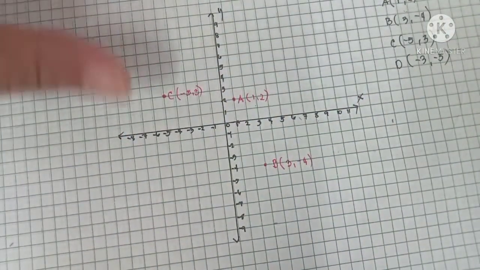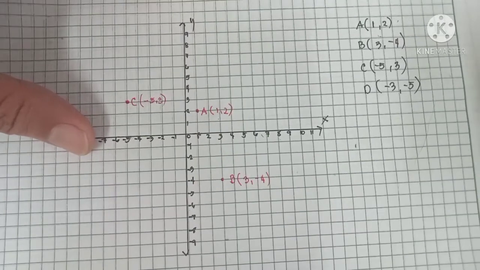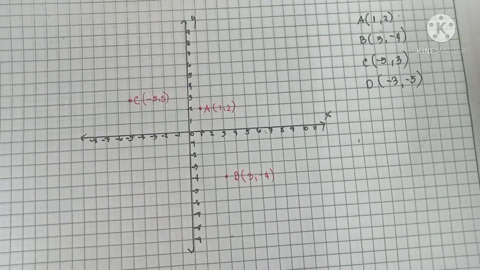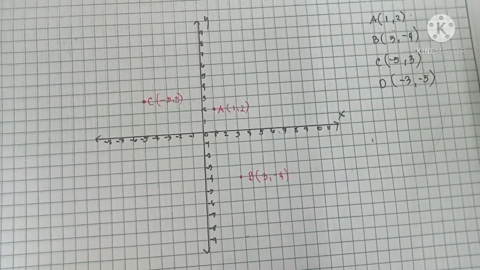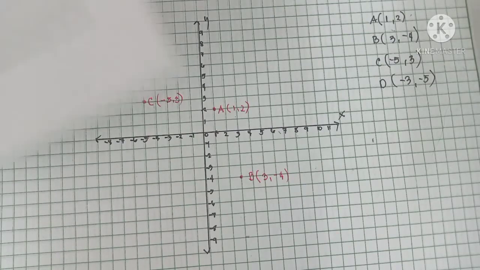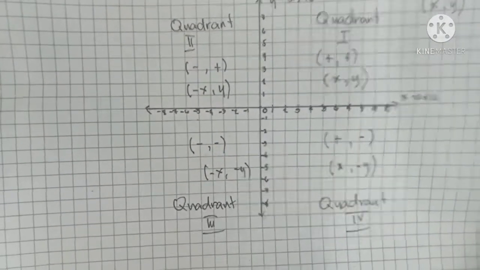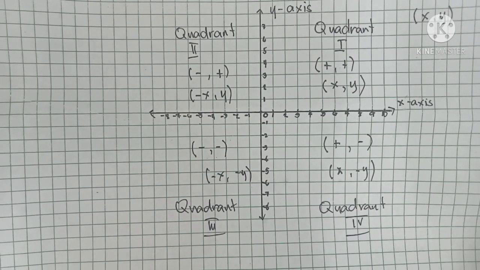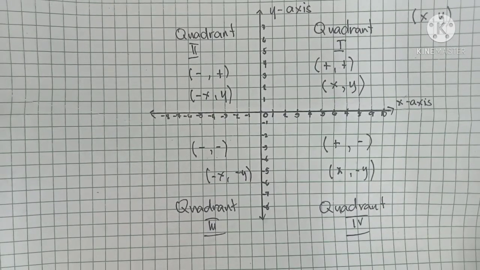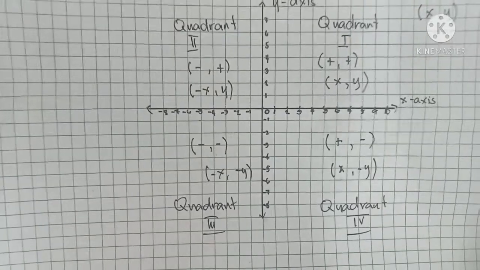And where is the last point? Point D. Negative 3, negative 5. Where is negative 3, negative 5 located? So, by again using our first illustration, both x and y are negative. So that is located at quadrant number 3.